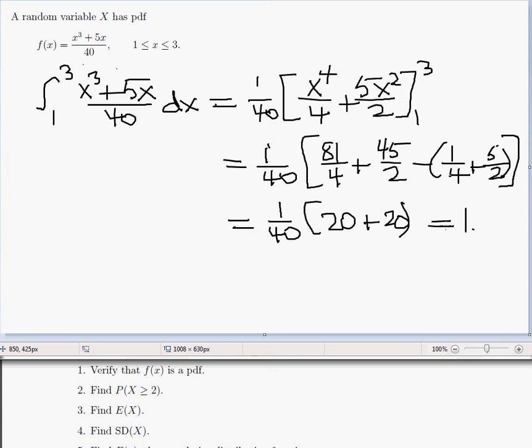The second part of the question asks us to find the probability that x is greater than or equal to 2. So I integrate from 2 to 3. I stop the integral at 3 because the function only has support between 1 and 3. So the answer is going to be fairly similar to what is on the screen currently, except I integrate not from 1 to 3, but from 2 to 3.